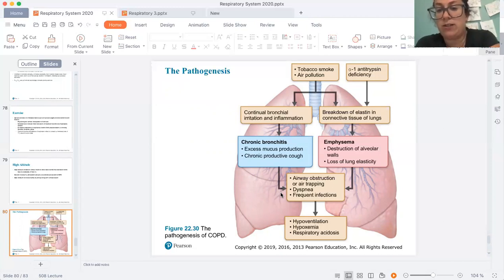and then you get frequent infections. With emphysema, not only is it due to smoking, but some people have a deficiency called alpha-1 antitrypsin deficiency, which is an issue with the liver as well. And what this does is the elastic tissue in the lungs gets broken down. So the alveolar walls get broken down. You don't have the elasticity for the lung to stretch. And the same thing happens. Things get trapped, can't breathe. We're having loss of oxygen, loss of ventilation.